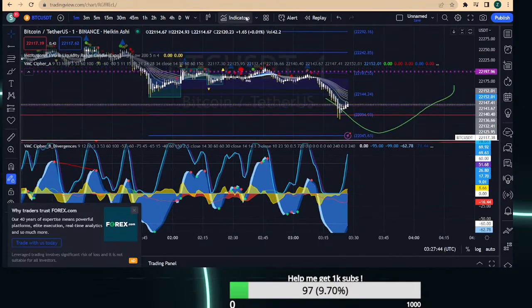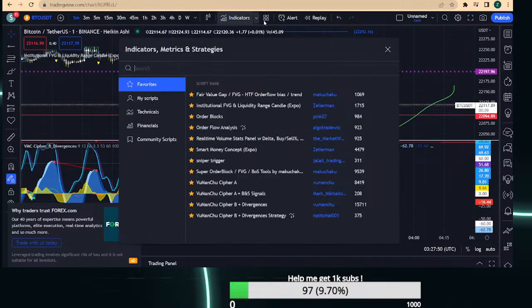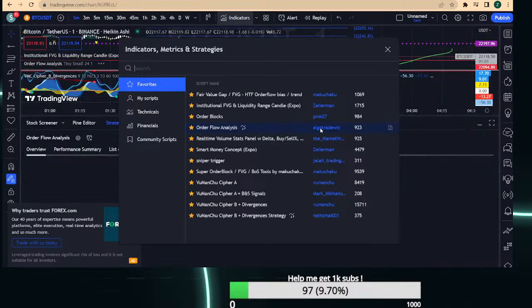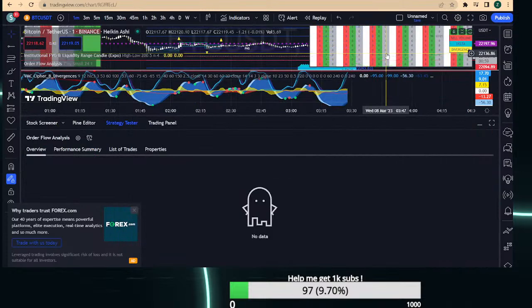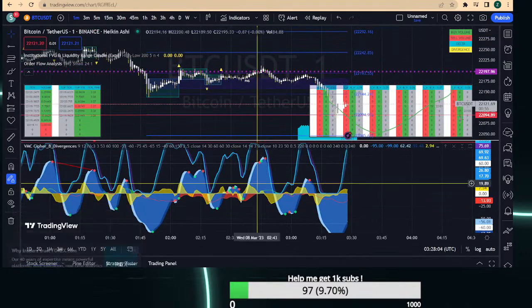Now another indicator you can use too is, I'll get rid of this one here, the bands. I believe I have it. Here we go, yeah. Order flow analysis. It's by Algo Trade Wiz. This one here, I'll show you.